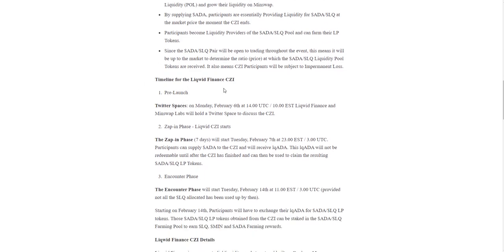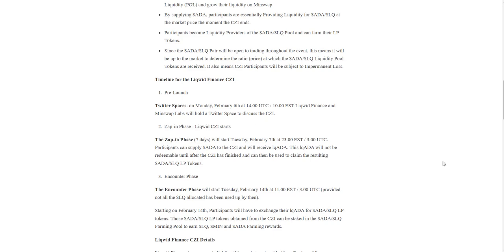And then they have a pre-launch timeline for the CZI, which I'm kind of excited about, and I wanted to highlight that as well. They're going to have a Twitter space on Monday, February the 6th at 14 UTC. Liqwid Finance and MintSwap Labs will hold that Twitter space and discuss this CZI. That's going to be interesting. If you have any questions, get on that space and ask them, get in Liqwid's Discord, and ask them there as well.